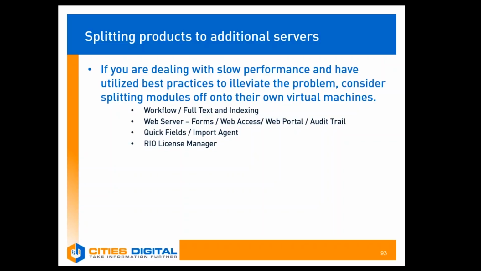So the things that you would typically want to split off are workflow, full text indexing, and search. Maybe have a web server for forms, web access, web portal, and audit trail on one server. Have QuickFields and import agent on one server, and the Rio license manager on its own server. Any questions?